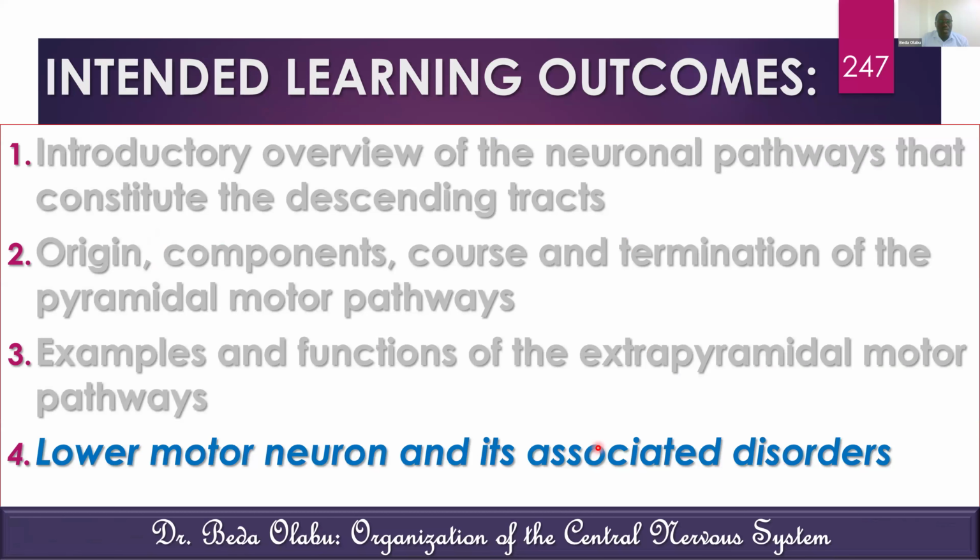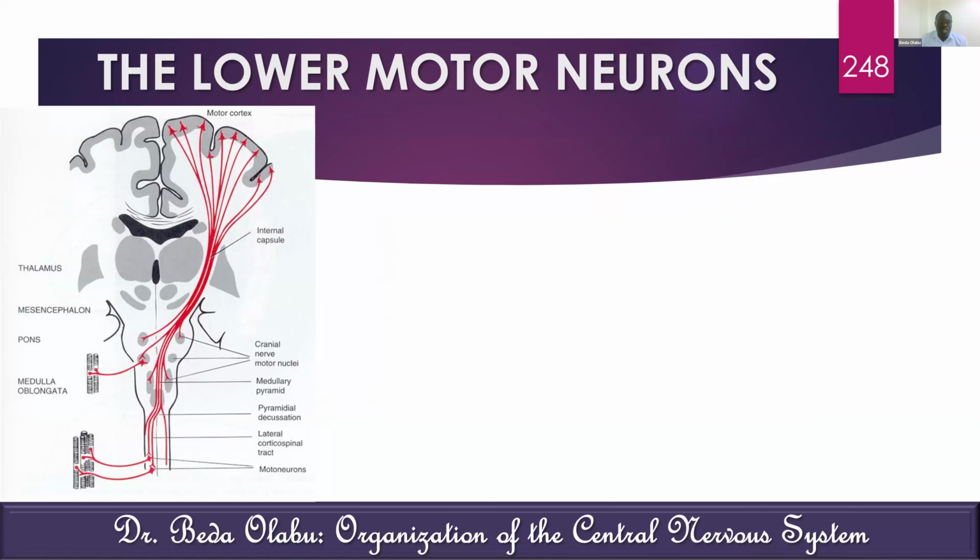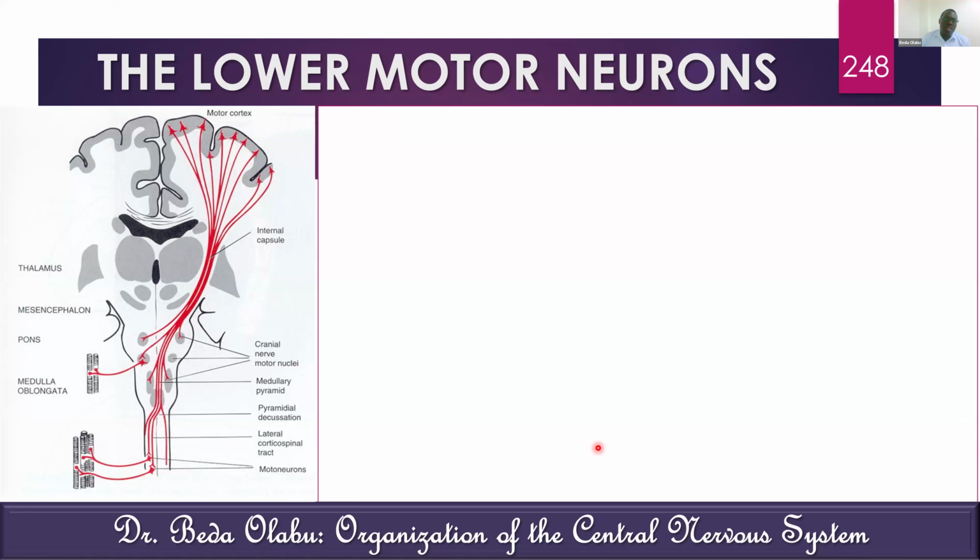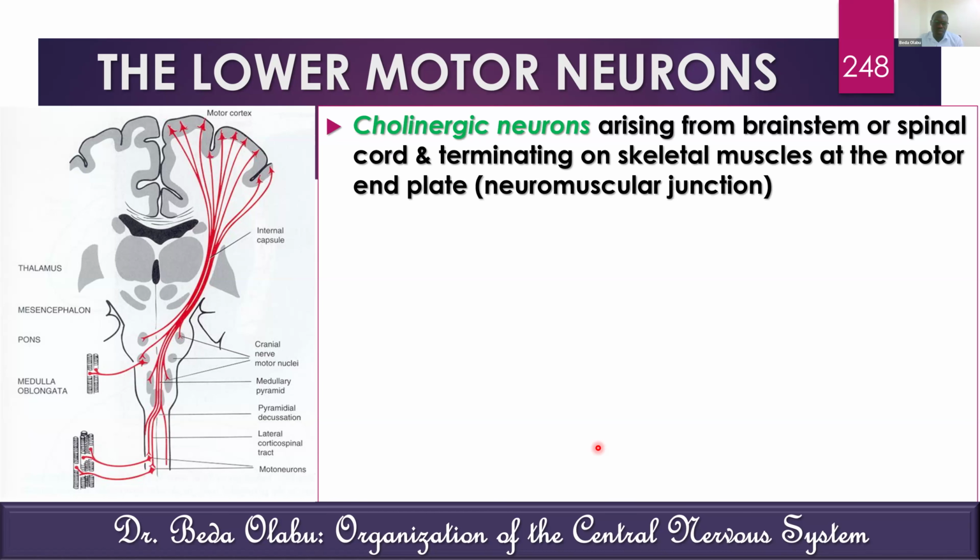Now let's do the last part of this lecture, talking about the lower motor neuron and its associated disorders. Whether we've talked about pyramidal or extrapyramidal, they all terminate at the lower motor neuron. Lower motor neurons are cholinergic neurons, which means that they release acetylcholine as their neurotransmitter. This is a bit different from the upper motor neurons, which tend to be glutaminergic, releasing glutamate as a neurotransmitter.